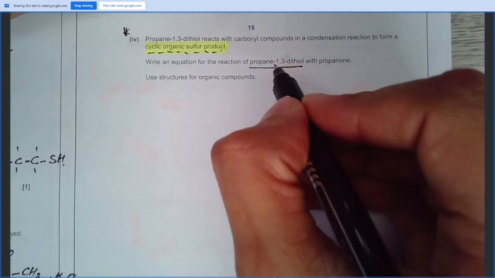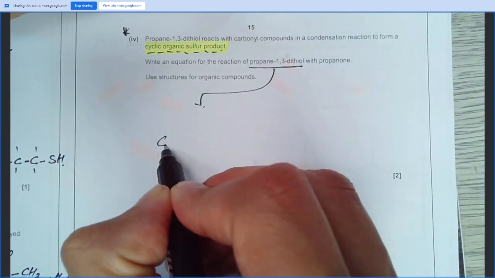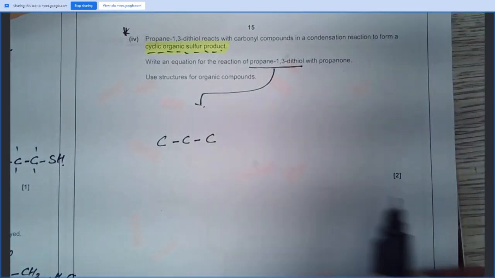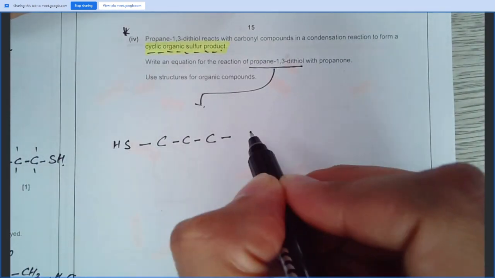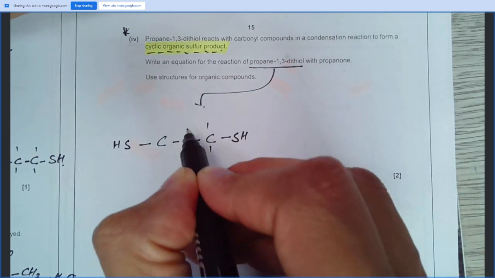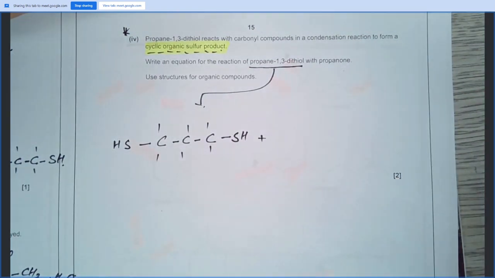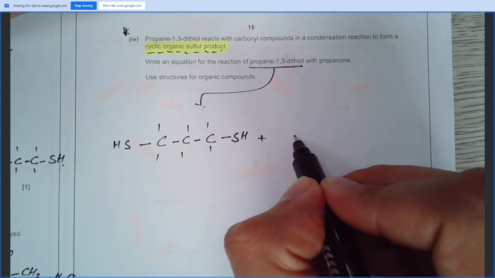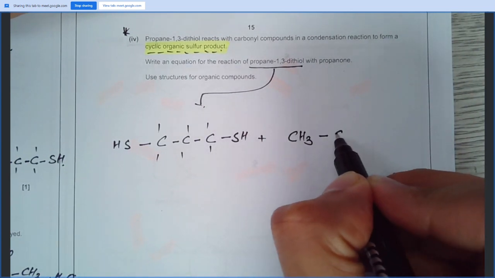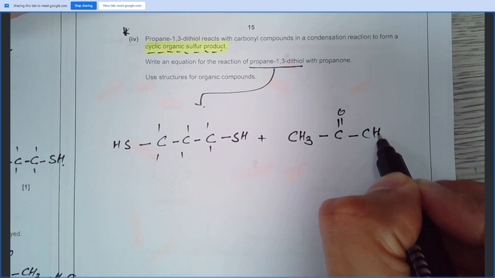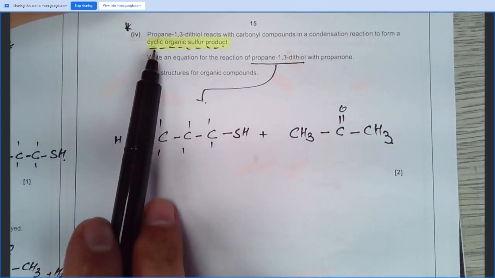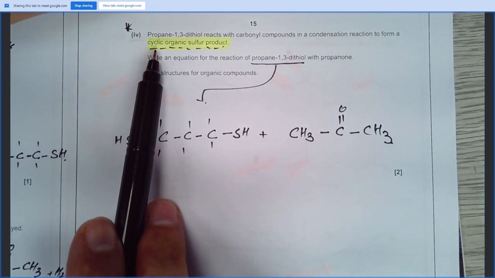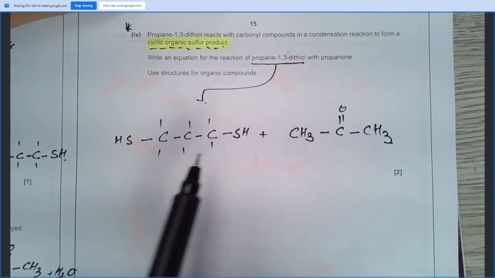The structure of this molecule will look like this: propane means it has 3 carbon atoms. On the first one you have HS, on the last one you have SH, and this then combines with propanone. What is propanone? I've got CH3, C double bond O, CH3. Now the question tells us something important here, and that is, it says it forms a cyclic organic sulfur product. Cyclic means it has to turn into a cyclic compound.